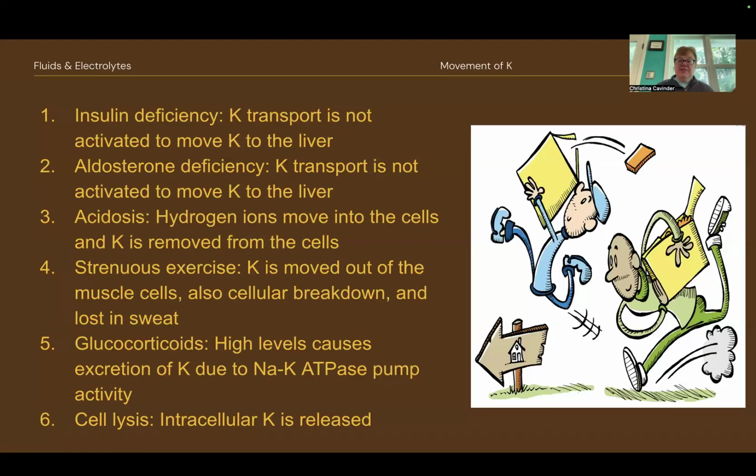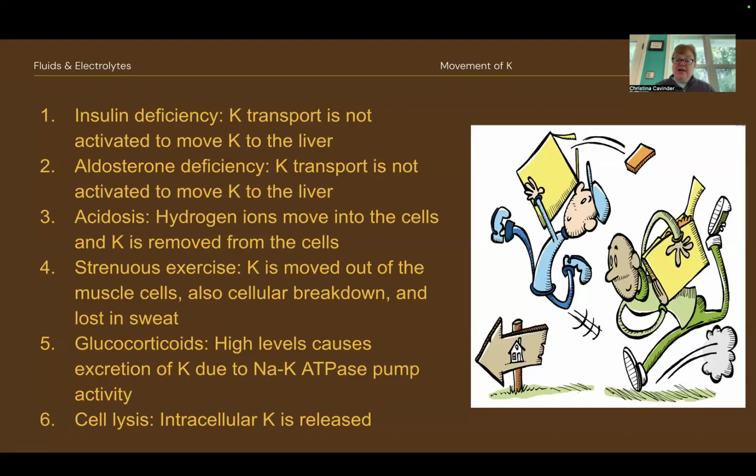Acidosis. What happens is the hydrogen ions move into the cells and potassium is removed from the cells. You have to keep a balance of the electrolytes, or the charge on each side of the cell. Hydrogen ions are cations, and so is potassium. They're both plus. So for acidosis, hydrogen ions are moving into the cell, forcing potassium out.